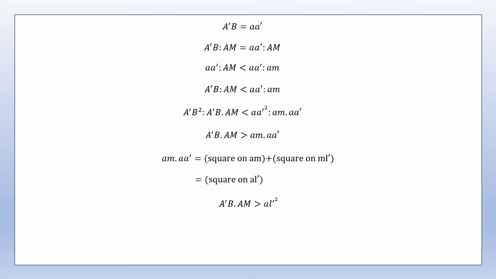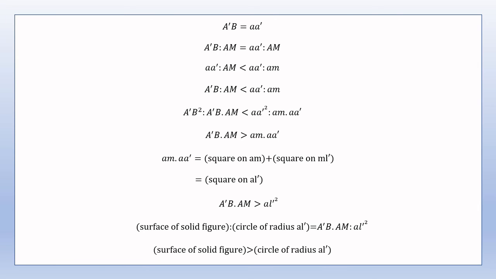And since the surface of the solid figure is equal to the circle with radius whose square is equal to A'B times AM, and since circles are to one another as the squares on their radii, we have that the surface of the solid figure to the circle of radius al' is equal to A'B times AM to al' squared. Then it follows that since A'B times AM is greater than al' squared, by a variation of Euclid 5.14, the surface of the solid figure is greater than the circle of radius al'.